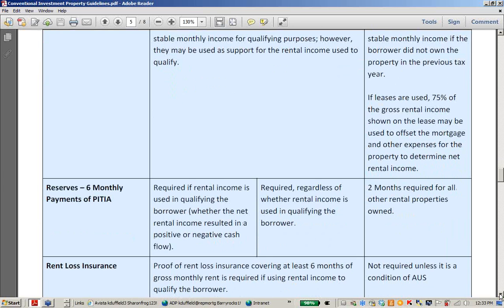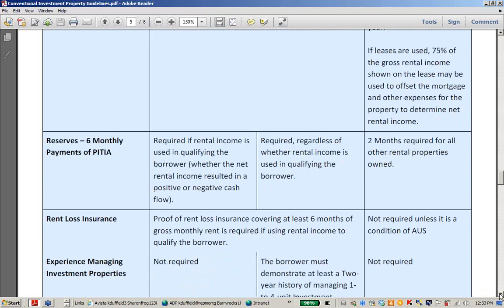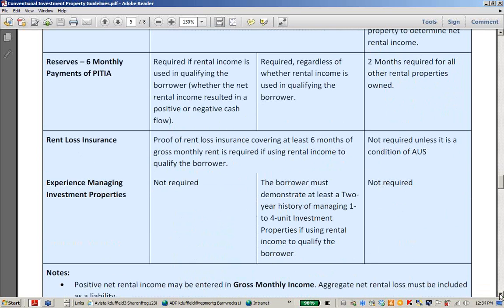Reserve requirements, you have to have 6 months PITI in reserves for your investment properties and your owner-occupied 2 to 4 units. For all their other properties, you need 2 months reserves. You do need rent loss insurance. Proof of rent loss insurance covering at least 6 months of gross monthly rent is required if using rental income to qualify the borrower. Now, if they're purchasing an owner-occupied 2 to 4 unit, they don't have to have the rent loss insurance.